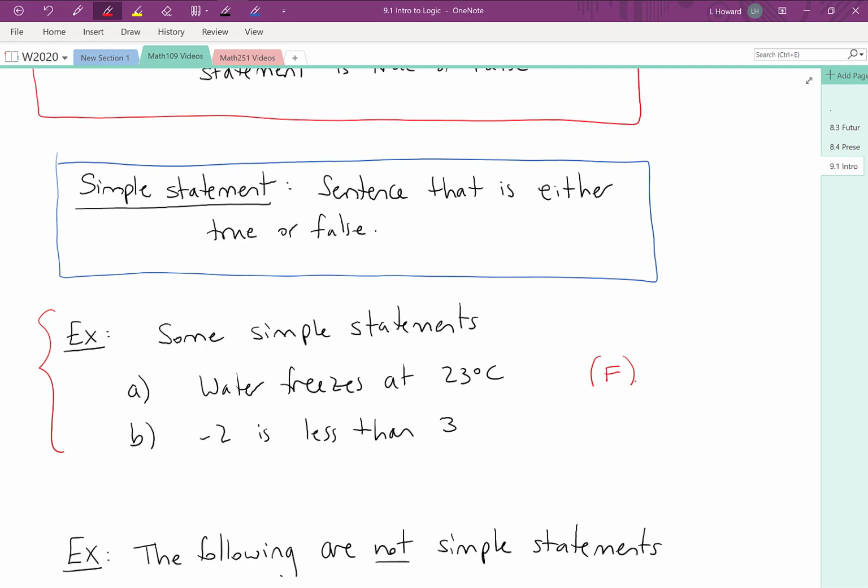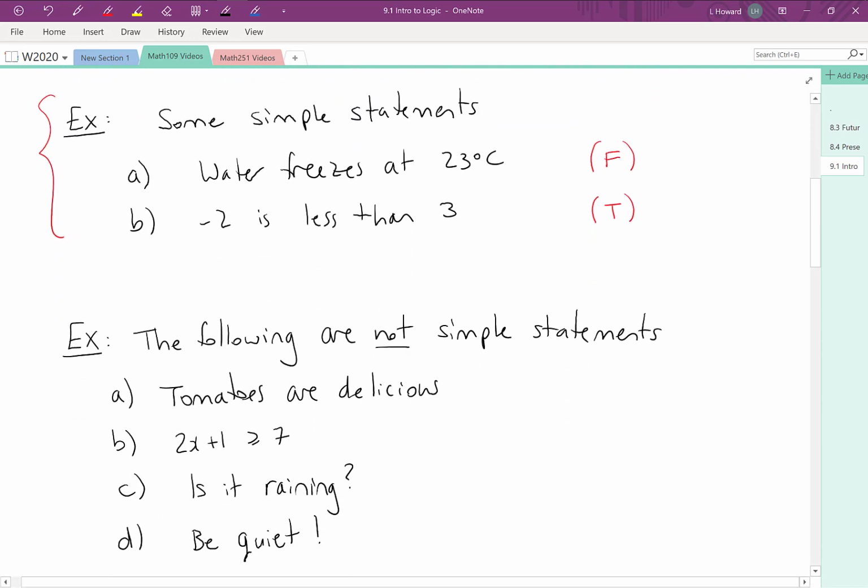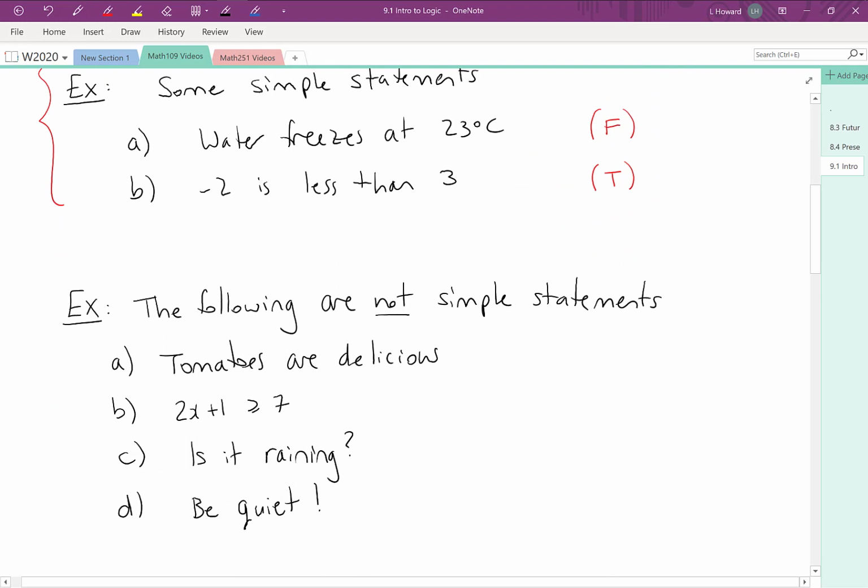For part B, we've got another simple statement. -2 is less than 3. That is a true statement, so I'm going to write capital T for true. Everyone who looks at that statement would be able to evaluate that and say, yes, that's a true statement. So there's no debate in a simple statement about whether it's true or false. We would all agree. Let's look at some examples of sentences that are not simple statements.